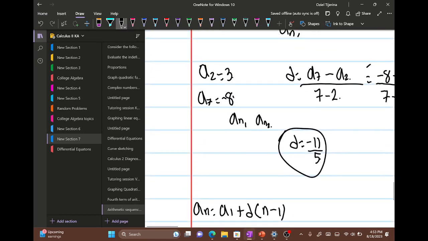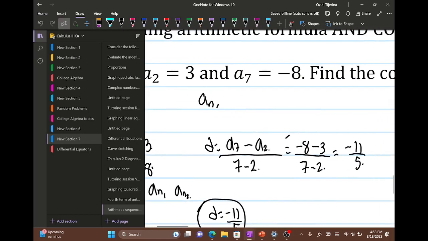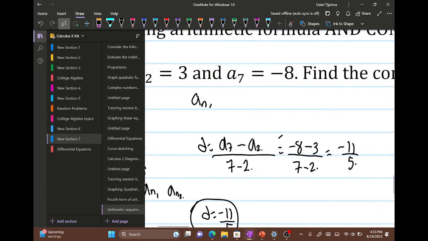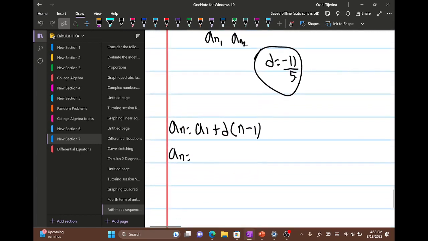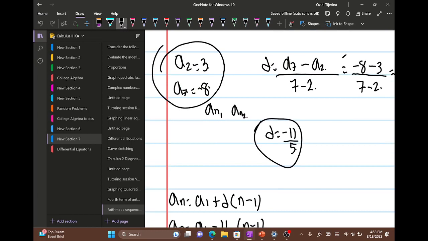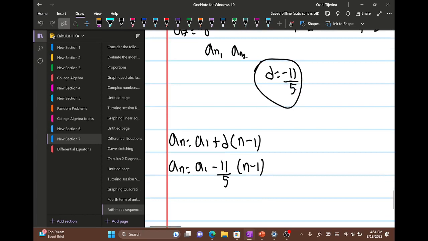I know my first term, and actually, I don't know my first term, but I do know my common difference. So basically, I know it's going to be a sub 1, and then minus 11 over 5 times n minus 1. However, to find my common difference, I must use these two things together. Or I'm sorry, to find a sub 1, the first term. And that's the hard part about this.